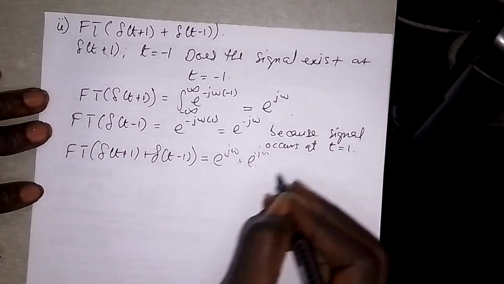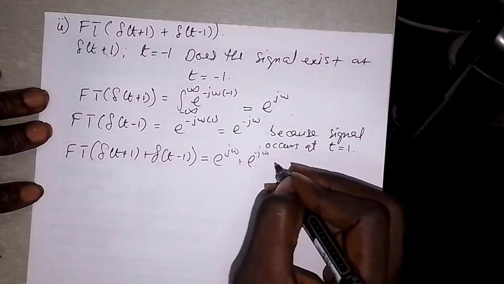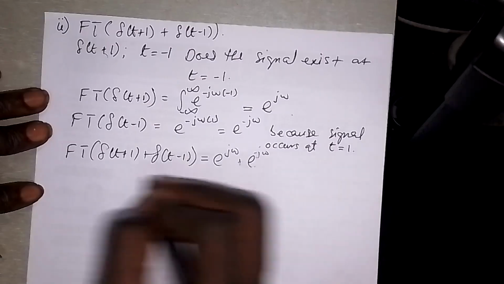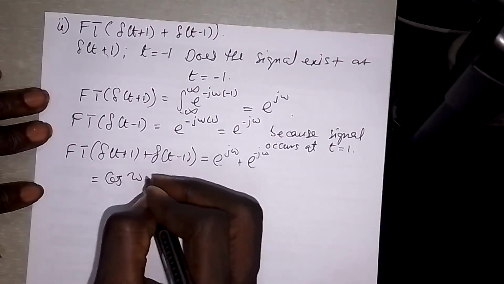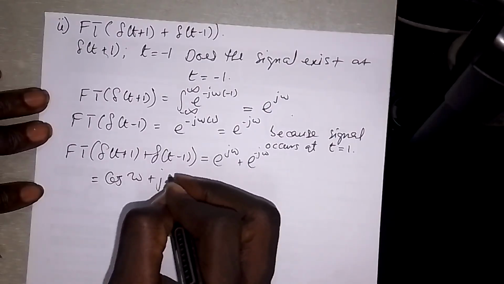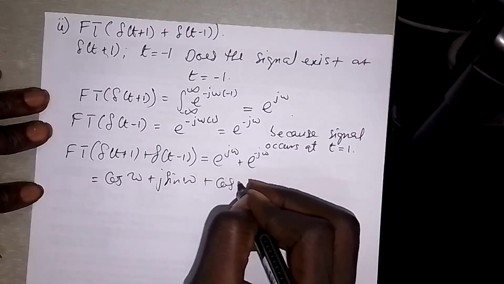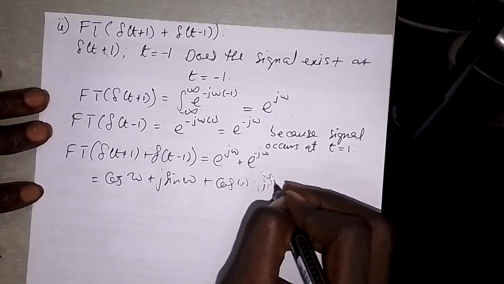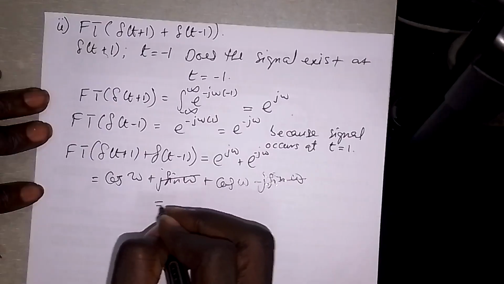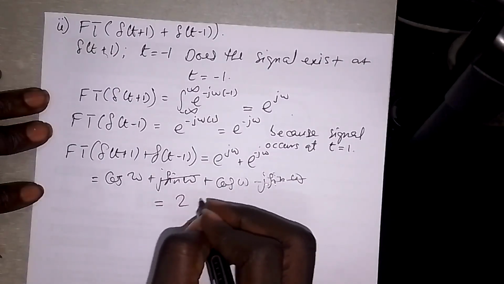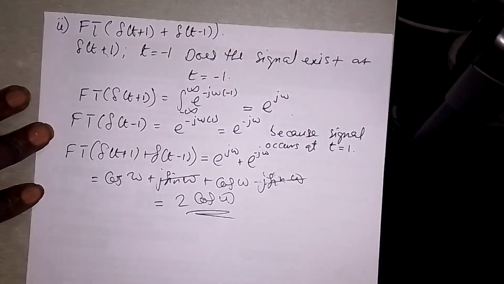So now, if you want to do the cos expansion for this one, you are going to have cos omega plus j sine omega, plus cos omega minus j sine omega. So this and this will cancel each other, and we're going to have 2 cos omega, which will be our answer.